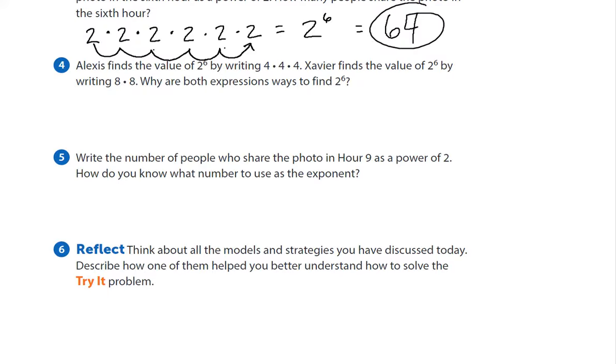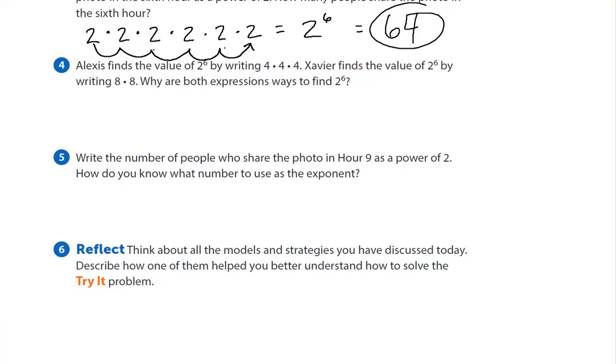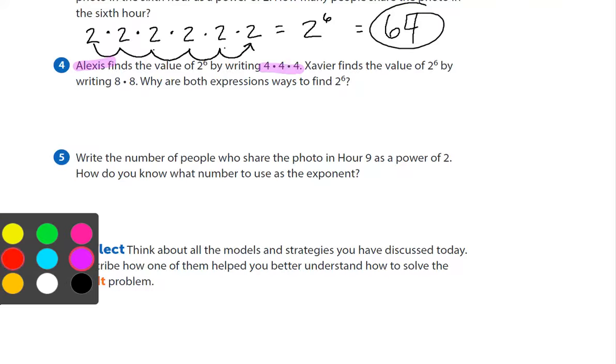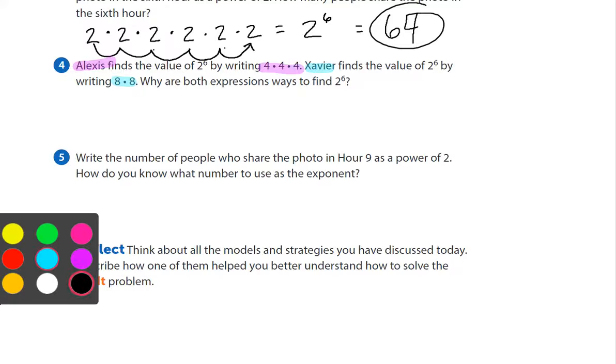Number 4, Alexis finds the value of 2 to the 6th power by writing 4 times 4 times 4. Xavier, so let's look at each one. Alexis will be purple. She does 4 times 4 times 4. That's Alexis. Xavier does 2 to the 6th by writing 8 times 8. Both are fine. Why? Okay, well, let's write this out.